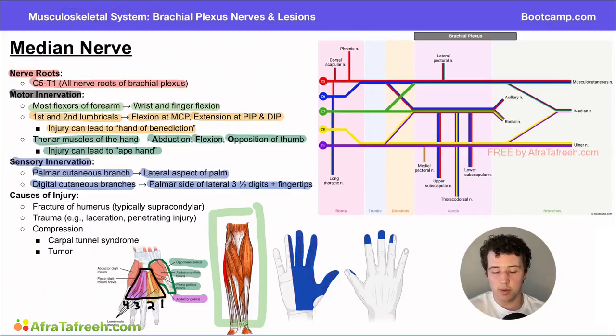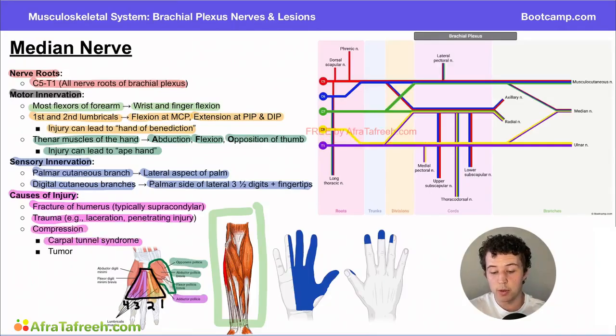And lastly, we'll go over some causes of injury to the median nerve. One potential cause of median nerve injury would be a fracture of the humerus, specifically a supracondylar fracture, which is very common in pediatric patients if they fall on an outstretched hand. Additionally, any type of trauma, such as a laceration or penetrating injury from a stab wound or a gunshot, can injure the median nerve. Compression can also cause median nerve injury.